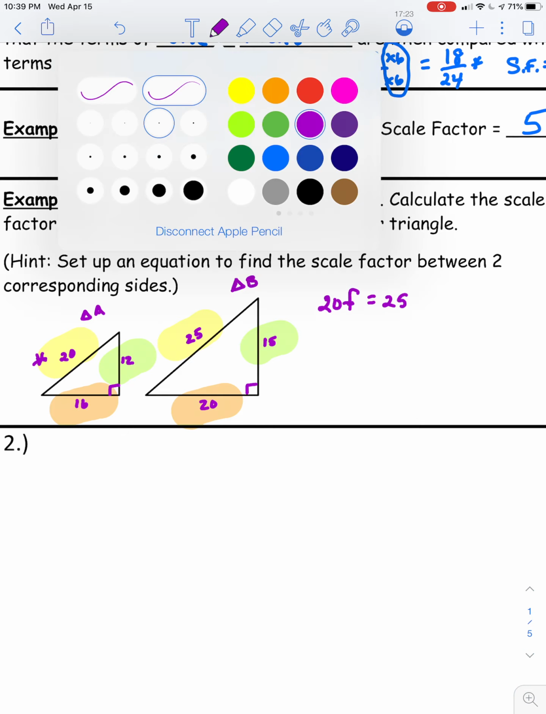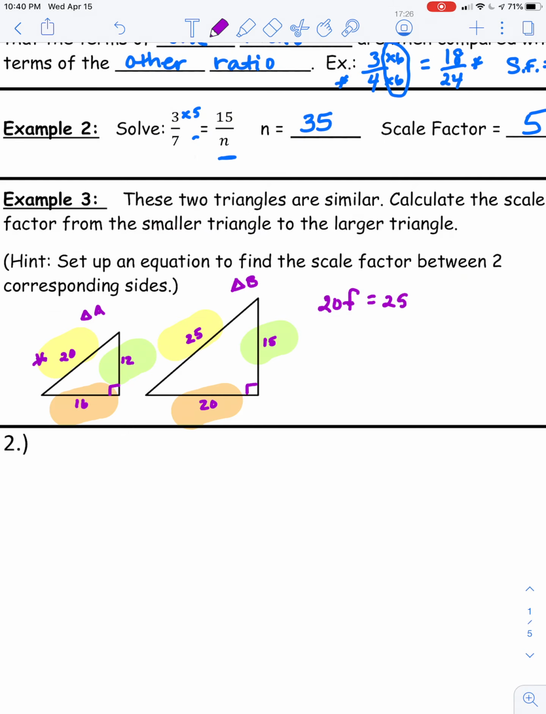I'll fill all that in just a little bit. Okay, let's go back down to our problem in example 3. So now I can solve for the scale factor by doing what I know how to do. I'm going to isolate the variable by dividing both sides by 20, because that gives me 1F, or F.